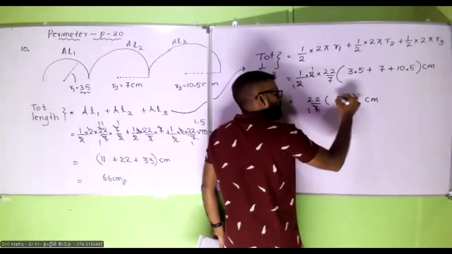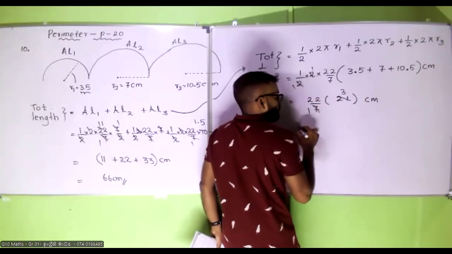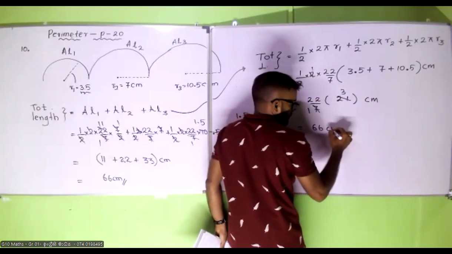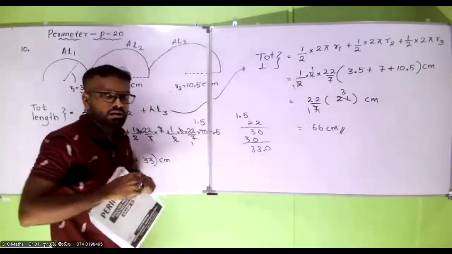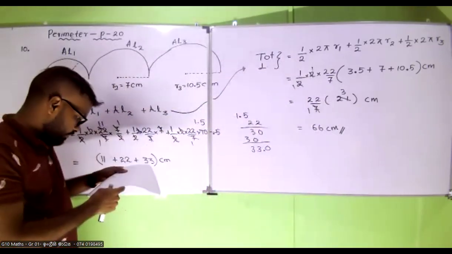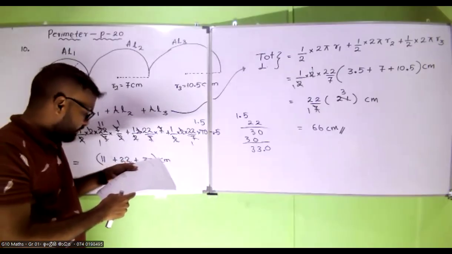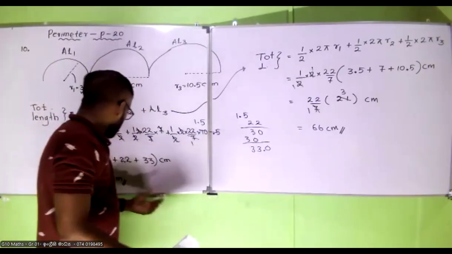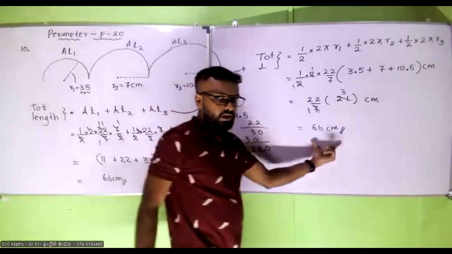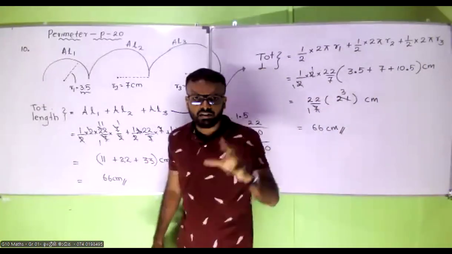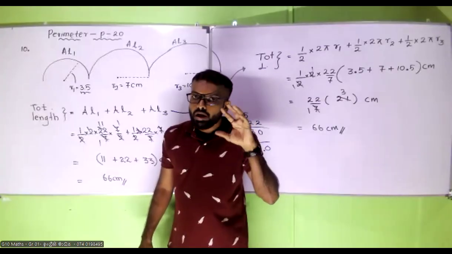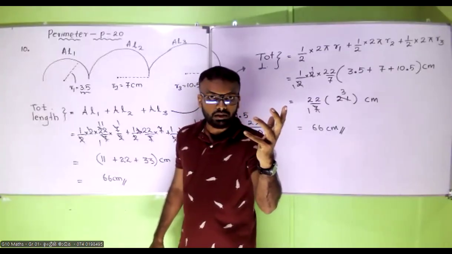7 times 1, 7 times 3. So this is 66 centimeters, right? So both of the answers are same. So you guys need to understand how to analyze a question first.